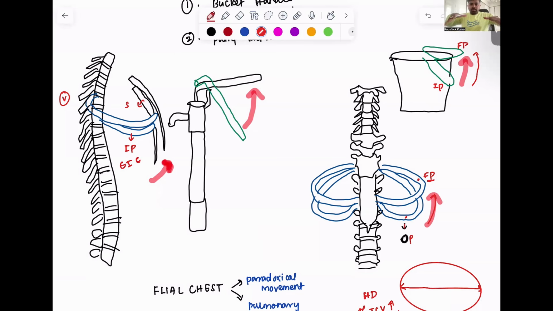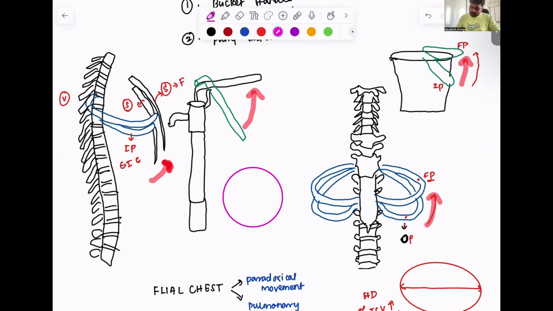When it lifts up like this, it is going to push the sternum forwards. The initial position of the sternum is here, and you can see after the contraction of the external intercostal muscle, the sternum has moved forward. Thereby, it increases the anteroposterior diameter of the thoracic cage.